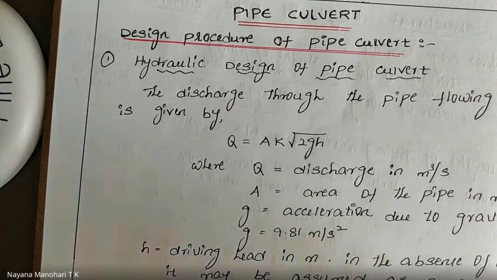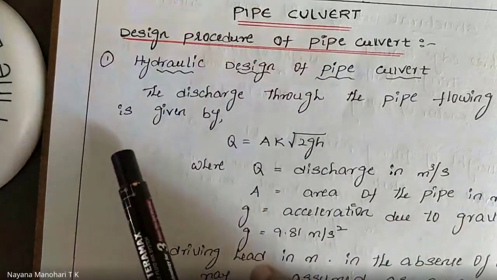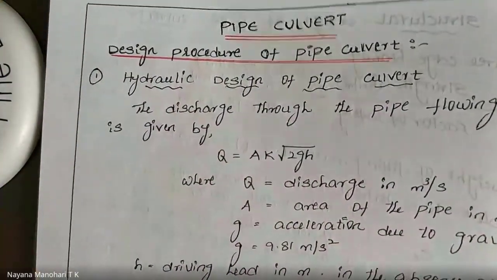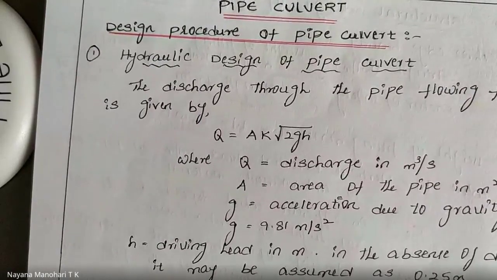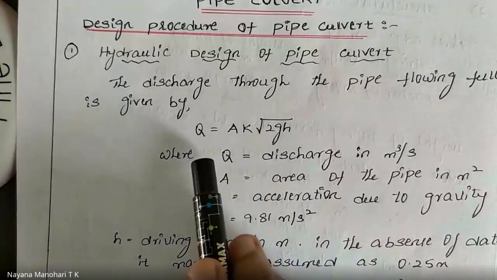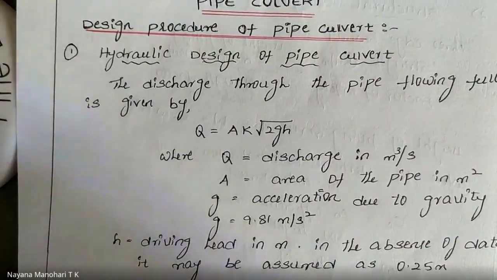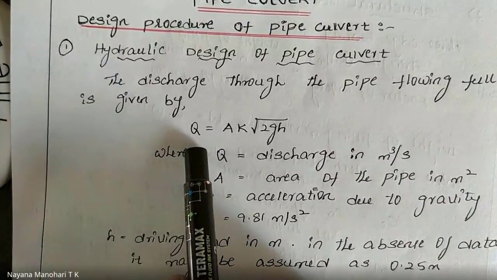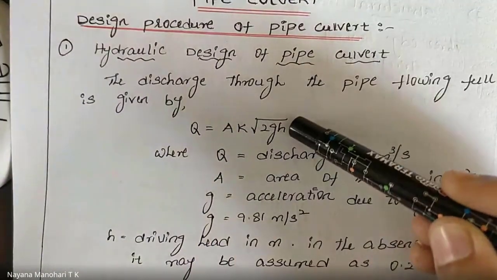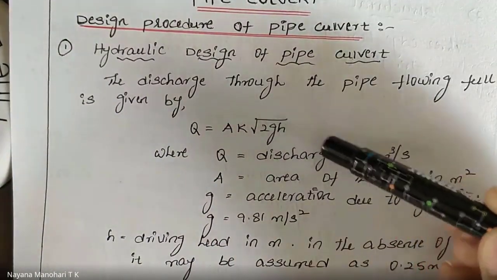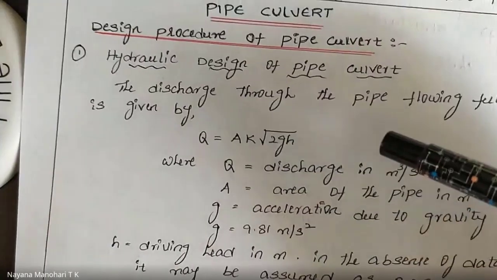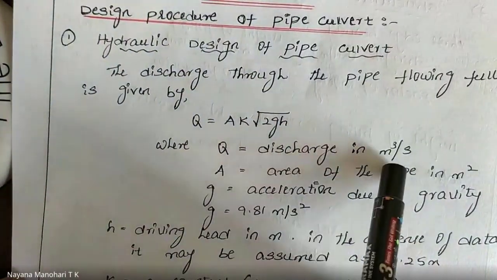The first step in the design of the pipe culvert is the hydraulic design of the pipe culvert. For the given discharge, you need to calculate the diameter of the pipe. In the problem, they are going to specify the discharge value for that particular stream. The discharge Q is given by K into A into square root of 2gH. Square root of 2gH is also called capital V, the velocity. Q is the discharge in meter cube per second.